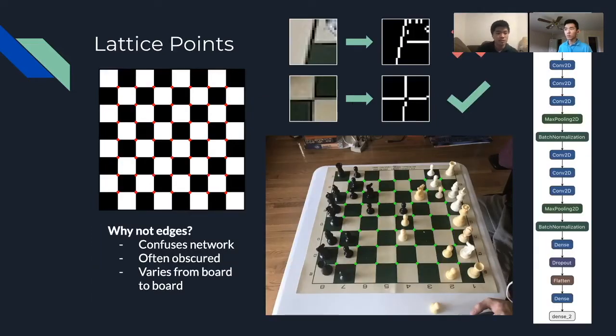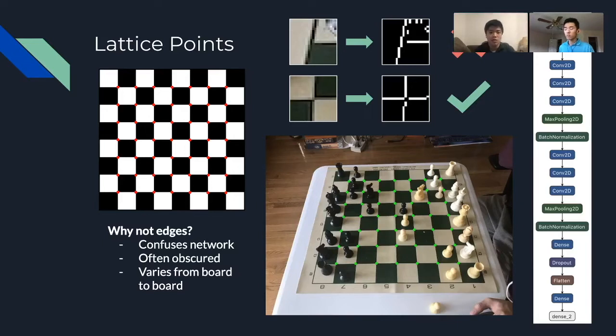So after line linking, we need to find the lattice points of the board. Now a lattice point is defined as one of the inner intersections of the board, where there is a square on all 4 corners of the lattice point. It does not include the edge points.